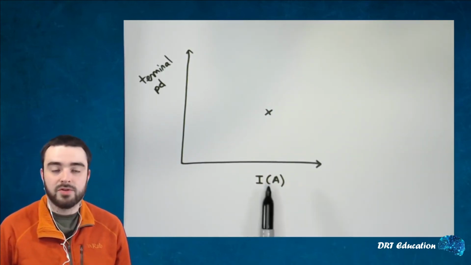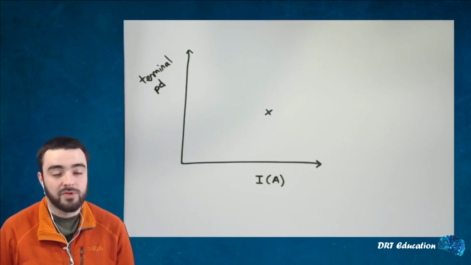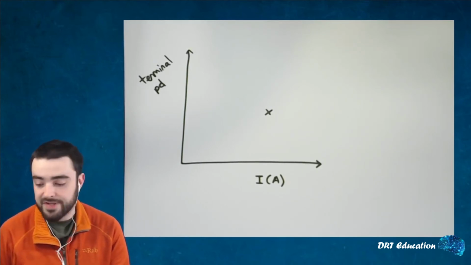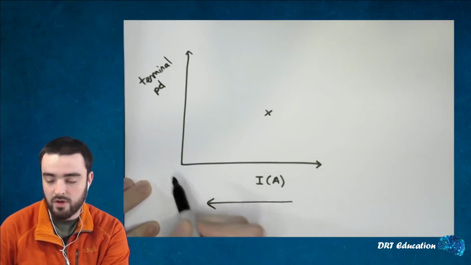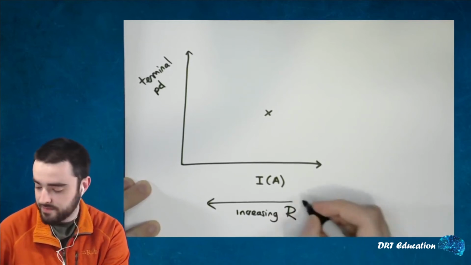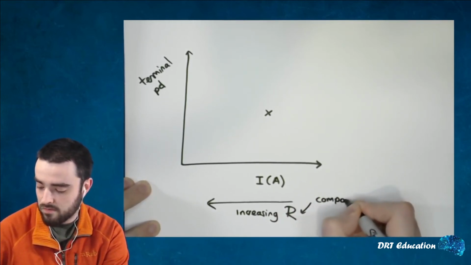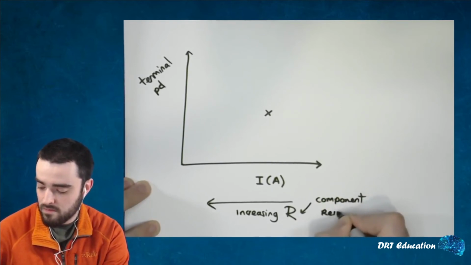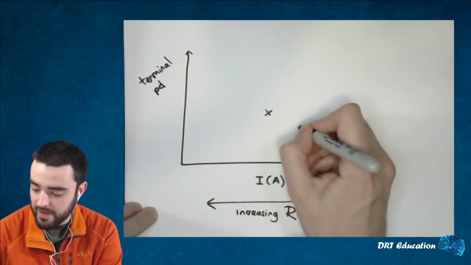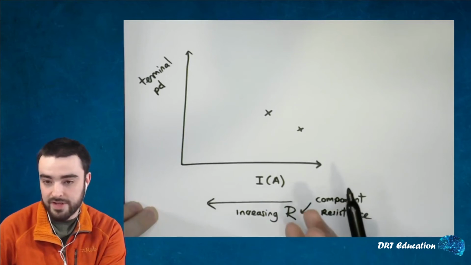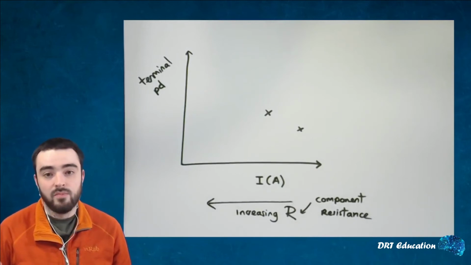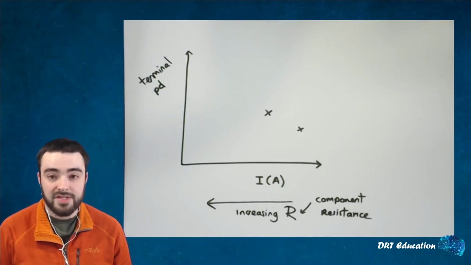We could change the total current in the circuit by changing the total resistance in the circuit. And if we increase the resistance, we're going to decrease the current. So if we're to move along this axis, we are increasing big R, so that's the component resistance. And if we were to plot this, we would find that as the current increased, we would find that the terminal PD would decrease because more energy would be being transferred to that internal resistor.